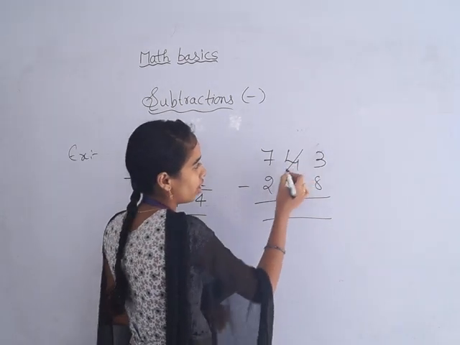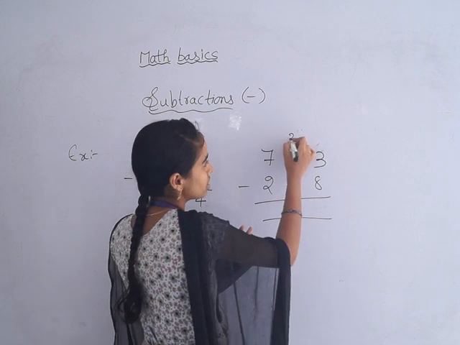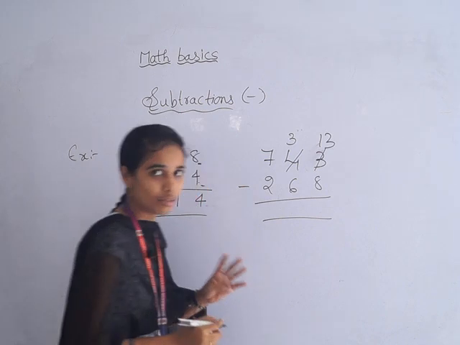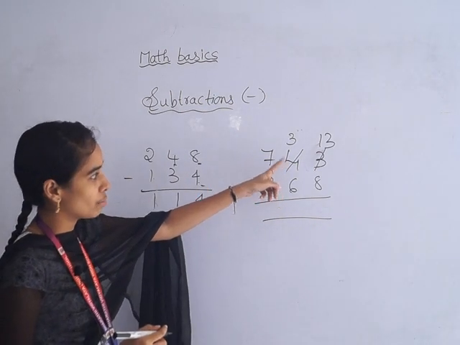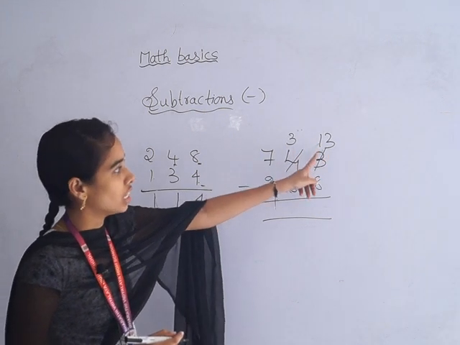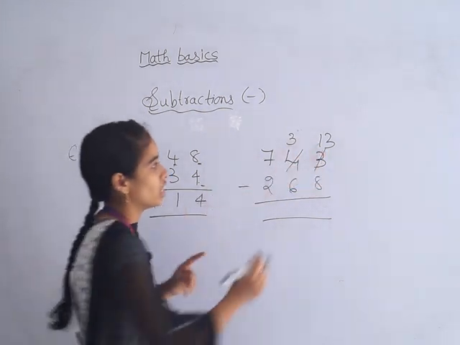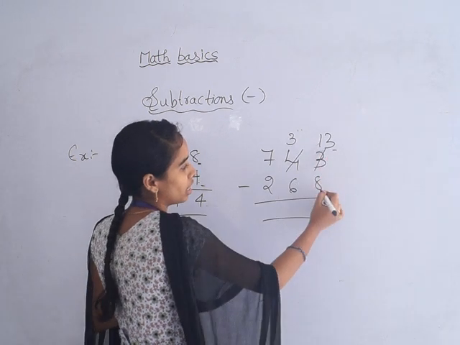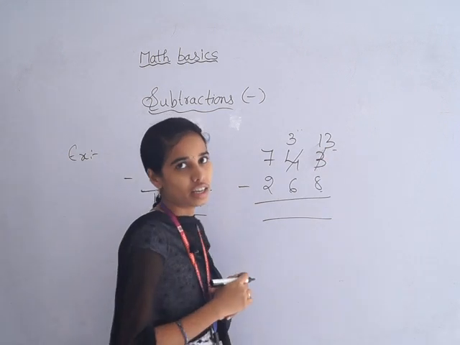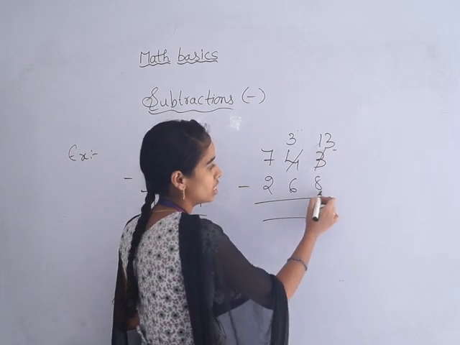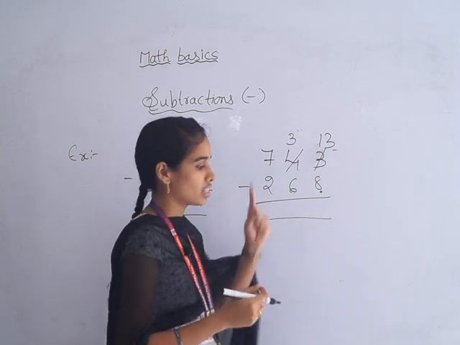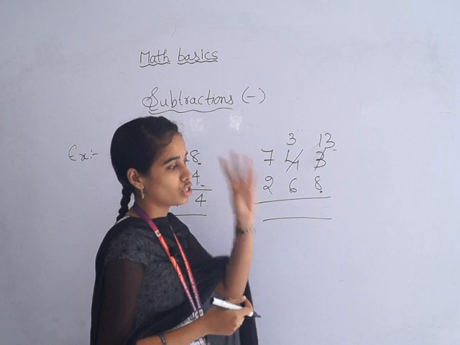So from 4 we take 1. That means this becomes 3 and this becomes 13. Why? Because this is a tens place. That means we are bringing 1 to ones place, means that is 10 times. So that's why we are writing 13 here. Now you subtract. 13 is bigger number, 8 is small number. It is easy for you. So 13 minus 8. If you have any difficulty, means this is small number, no? After this number count up to 13. That is 9, 10, 11, 12, 13.